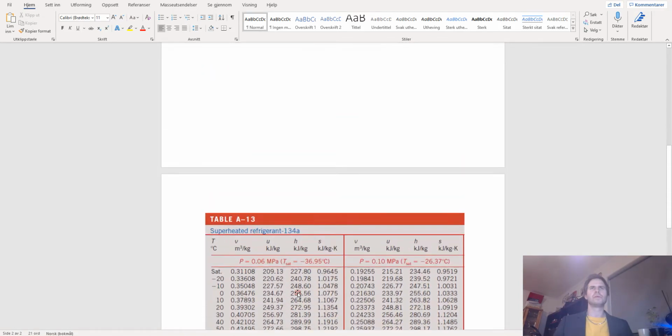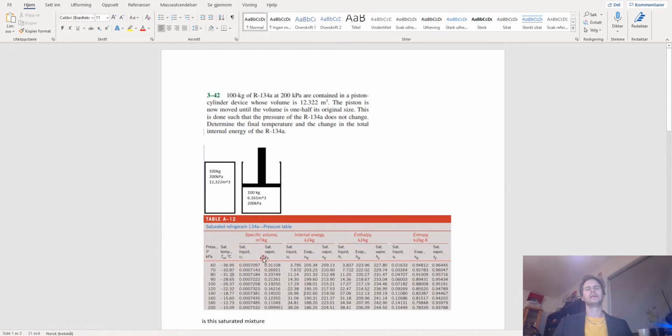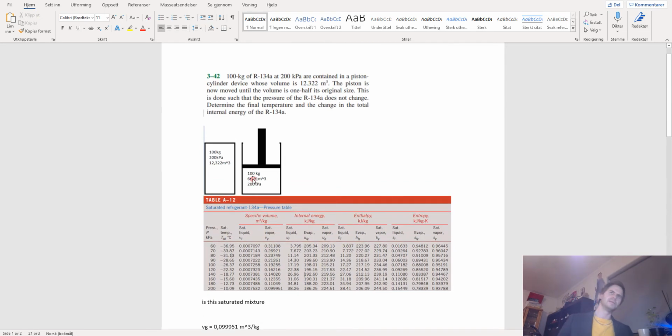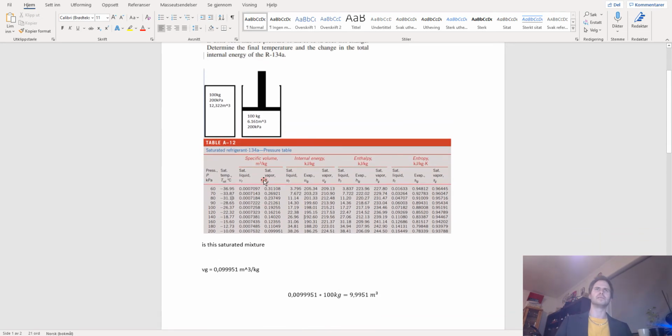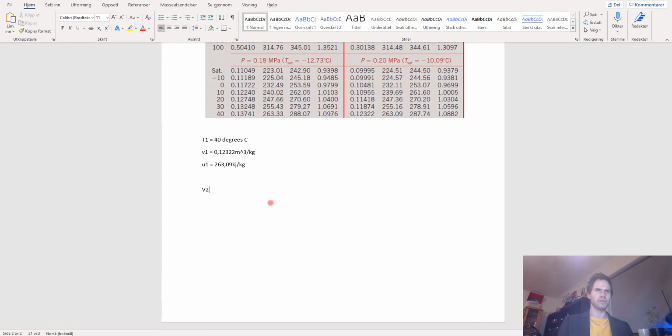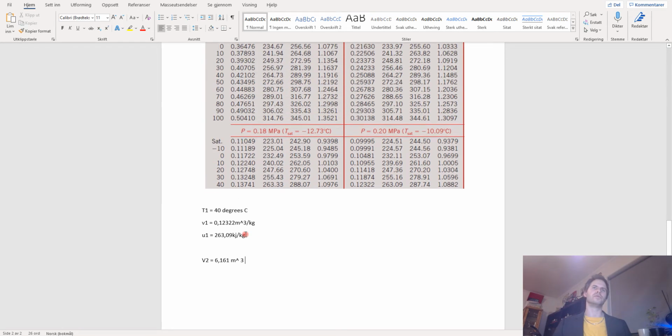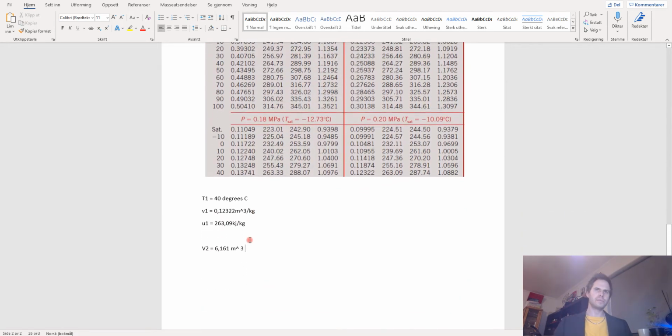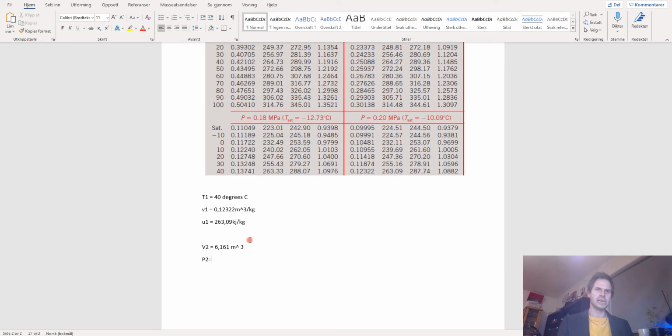What about state 2? After that, this piston is pushed down to half the size, which is 6.161. Then V2, the total volume, big V, is 6.161 cubic meter. That's the volume 2. We know the pressure is the same, 200 kPa. So what about this? Is this saturated this time?